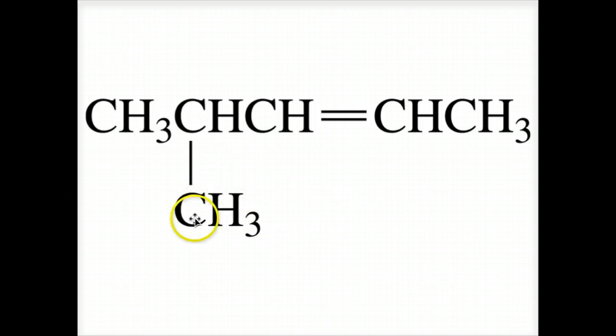So looking at this molecule, it could be numbered 1, 2, 3, 4, 5. So the double bond would be between 3 and 4, but if we number this way, 1, 2, 3, it would be between 2 and 3. So we can name it 2-pentene, and of course, 1, 2, 3, 4. The methyl group is on number 4, so we name it 4-methyl-2-pentene.